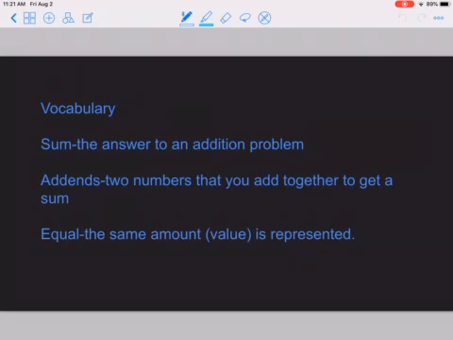Again, some important vocabulary we want to remember. Sum is the answer to an addition problem. Addends are two numbers that we add together to get a sum, and equal, we want both of our values on either side of the equal sign. They must be the same, so that we want things to be equal because when we add and subtract.